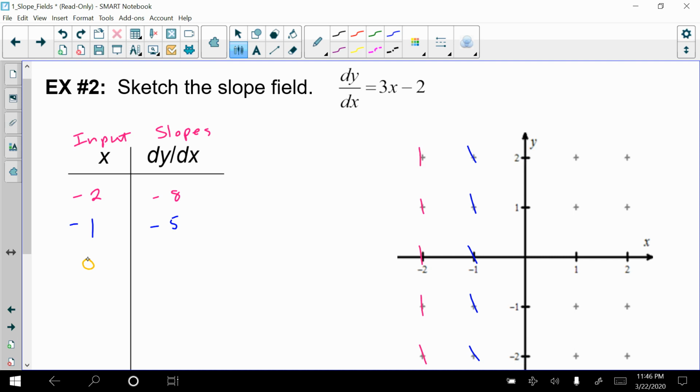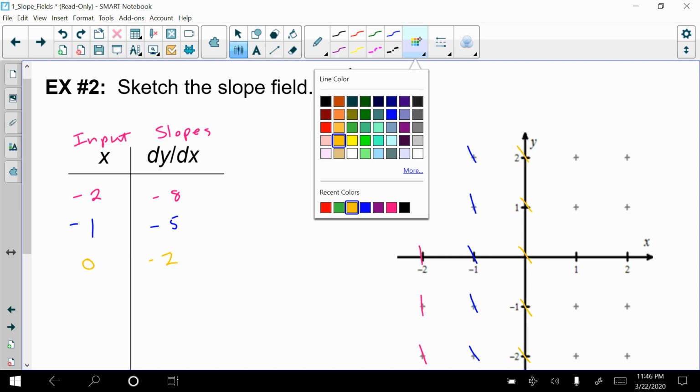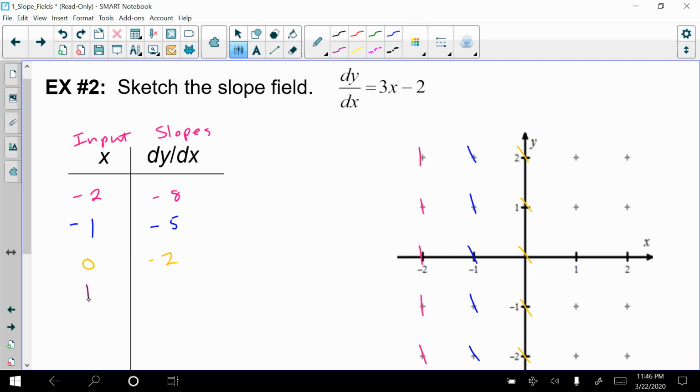So when x is 0, the slope, the output, is going to be -2. So anywhere x is 0, we'll have a -2. So something not quite as steep as the blue lines, but steeper than a -1. And that's what we get. And finishing off the rounds here, we'll go to a +1. So when I substitute a 1 in there, 3 minus 2 gives me a slope of 1. So here, we just draw little segments that are about a slope of +1.